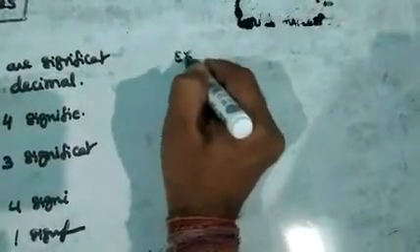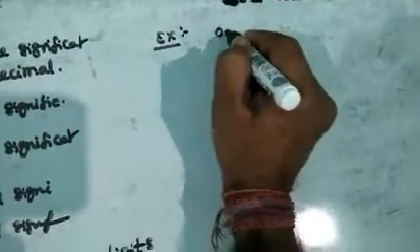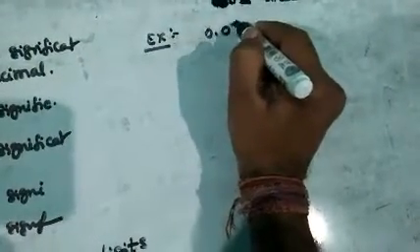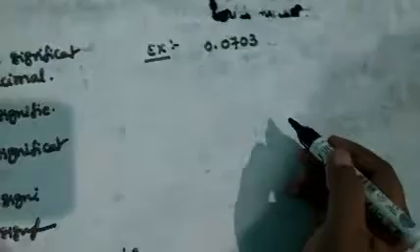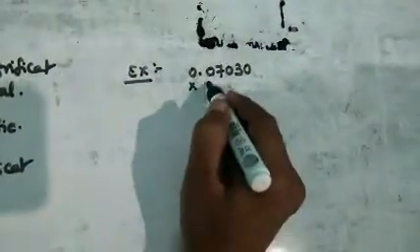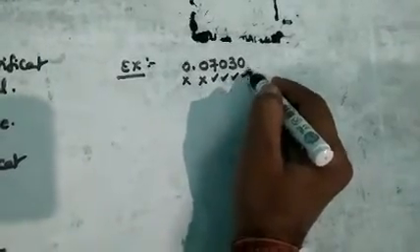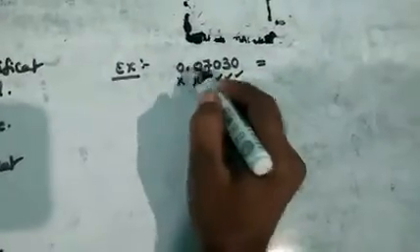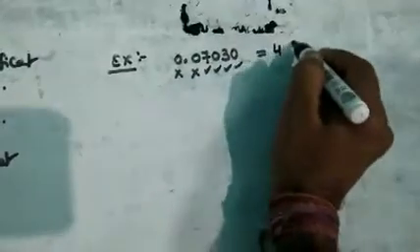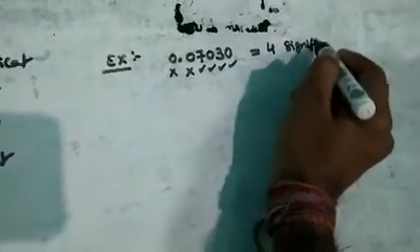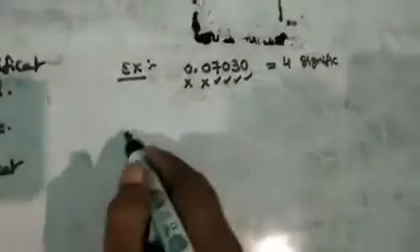Try to understand. If you want, I will give you one more example also. Check it. Basing on this thing. 0.0703. Tell me. This zero not countable, this zero not countable, 7 countable, 0 countable, 3 countable, and 0 also countable. Decimal is there, last 0 countable. How many? 1, 2, 3, 4. 4 significant figures. So this is the example you have to understand.